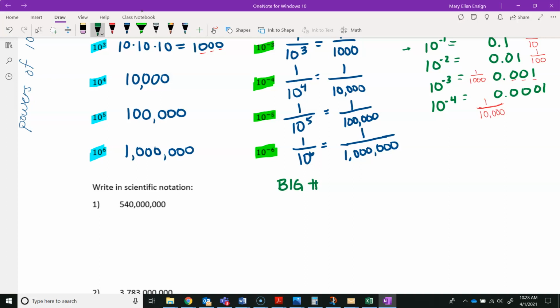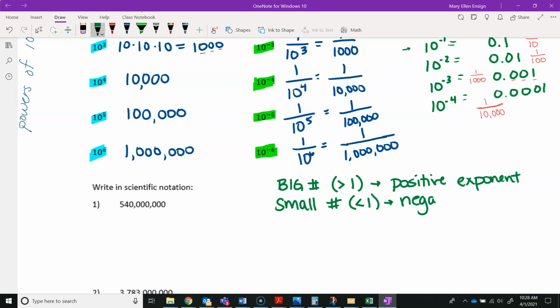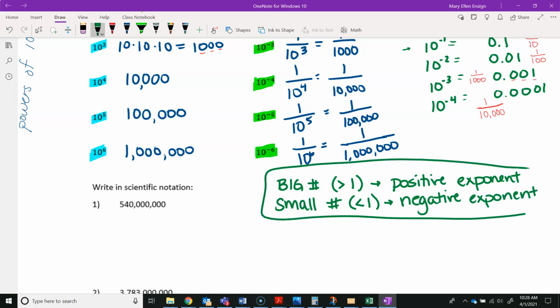If my plain old number is a big number, which means simply that it's greater than 1, it goes along with a positive exponent. And if I have a small number, which simply means less than 1, I have a negative exponent that goes with that, okay? And this is all that we're going to have to remember. Then we can understand each time whether there's a positive or negative exponent.